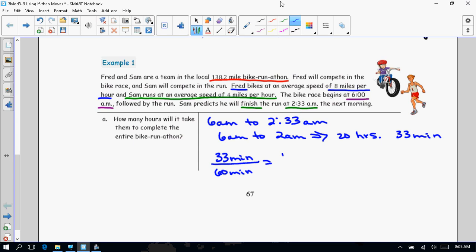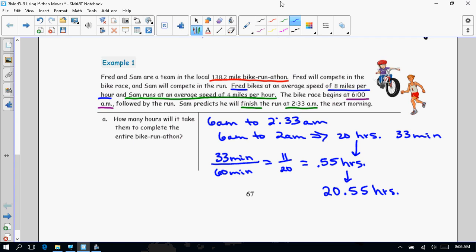3 goes into both of those. That's 11 over 20. And then I can just multiply everything by 5 to get it over 100. And I ended up with 0.55. Yes, I know it's a decimal, but they gave me decimals in the problem, so I'm going to go with it. 0.55 hours. So if I put my 20 hours and my 0.55 hours, it's 20.55 hours.